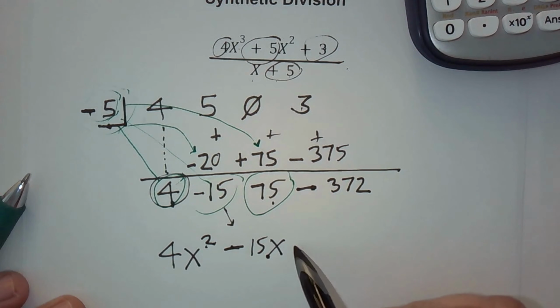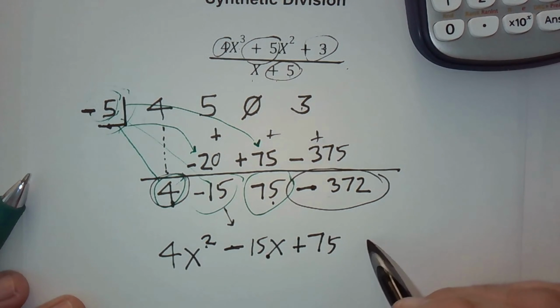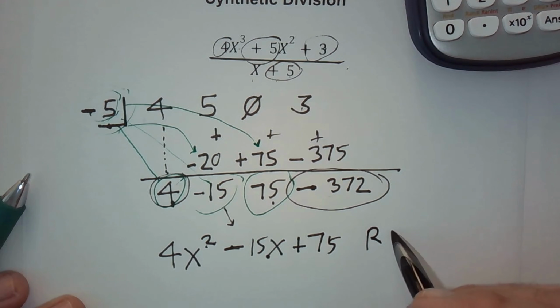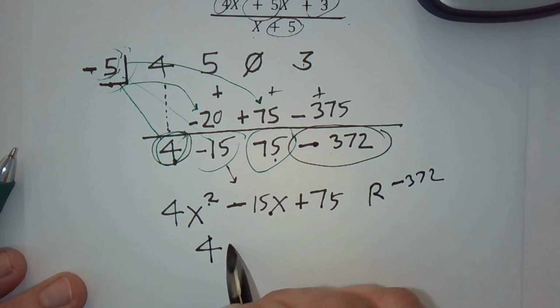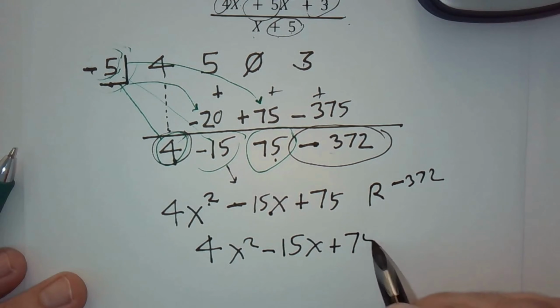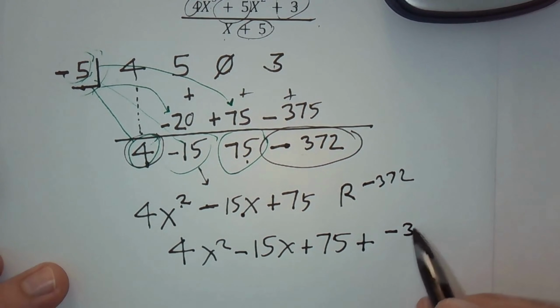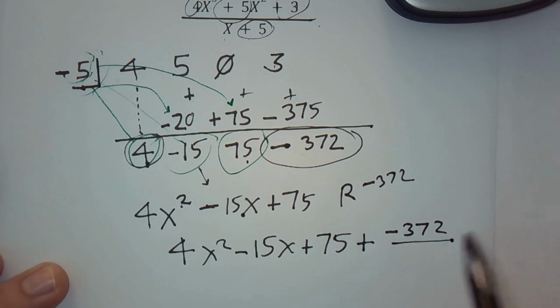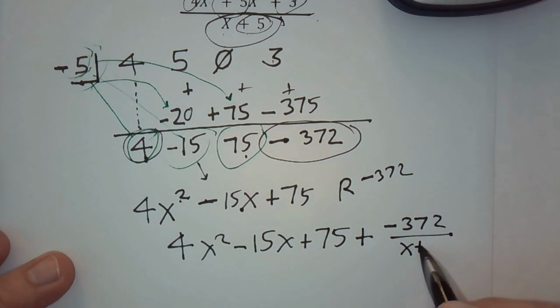And then I've got the plus 75, right? So it's a positive 75, and that's my constant. And that leaves me this last part here, which is the remainder. So it's a remainder of negative 372. So I'm going to rewrite this in a little bit neater form. My answer is going to be 4x squared minus 15x plus 75. And I'm going to add my remainder to it, which is negative 372 over, and again, I always write the remainder over what our original denominator was, which was the x plus 5.